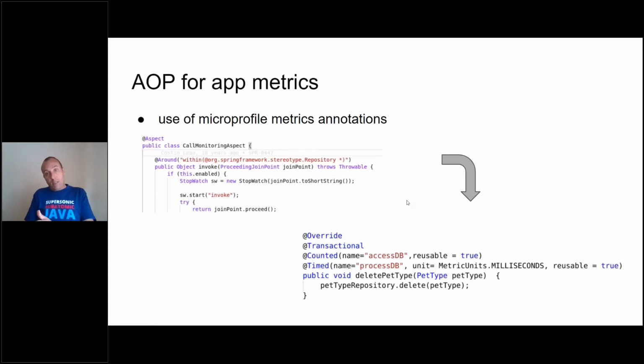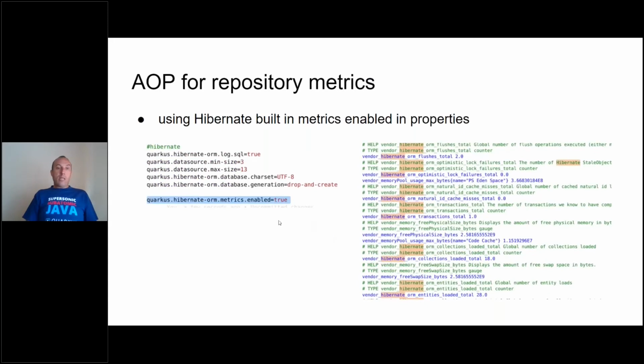As we don't have it on Quarkus, there are several ways to do it. One is using MicroProfile annotations to annotate every method, or we can use CDI interceptors to do a similar thing, or even easier, we can simply add this quarkus.hibernate-orm.metrics.enabled=true into your properties file, and you will have the same.